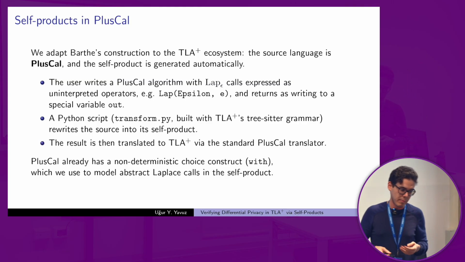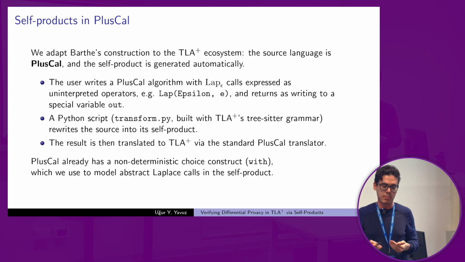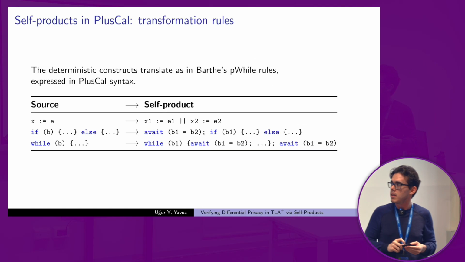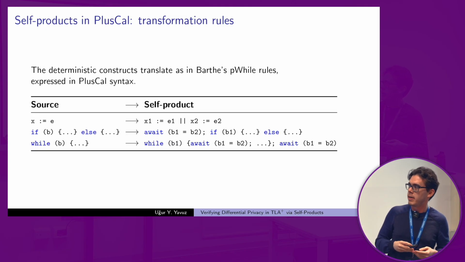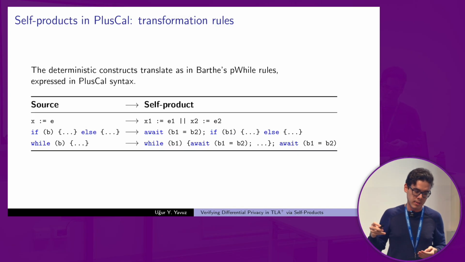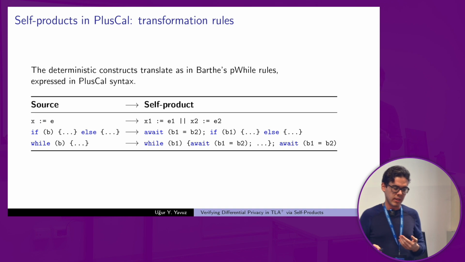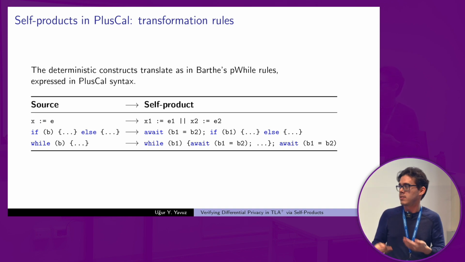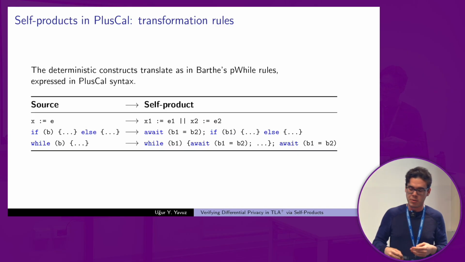One thing that makes this adaptation natural is that PlusCal already has a non-deterministic choice construct called with. And that's what we use to model the abstract Laplace calls in the self-product. The deterministic constructs translate just as in Barth's PY rules, expressed in PlusCal syntax. Deterministic assignment becomes parallel assignment for two variables. For if and while, the role of Barth's assert is played by PlusCal's await. Await blocks the simulated execution if its condition fails, which is exactly the semantics we want. So either both simulations agree on the guard or no progress is made at all.